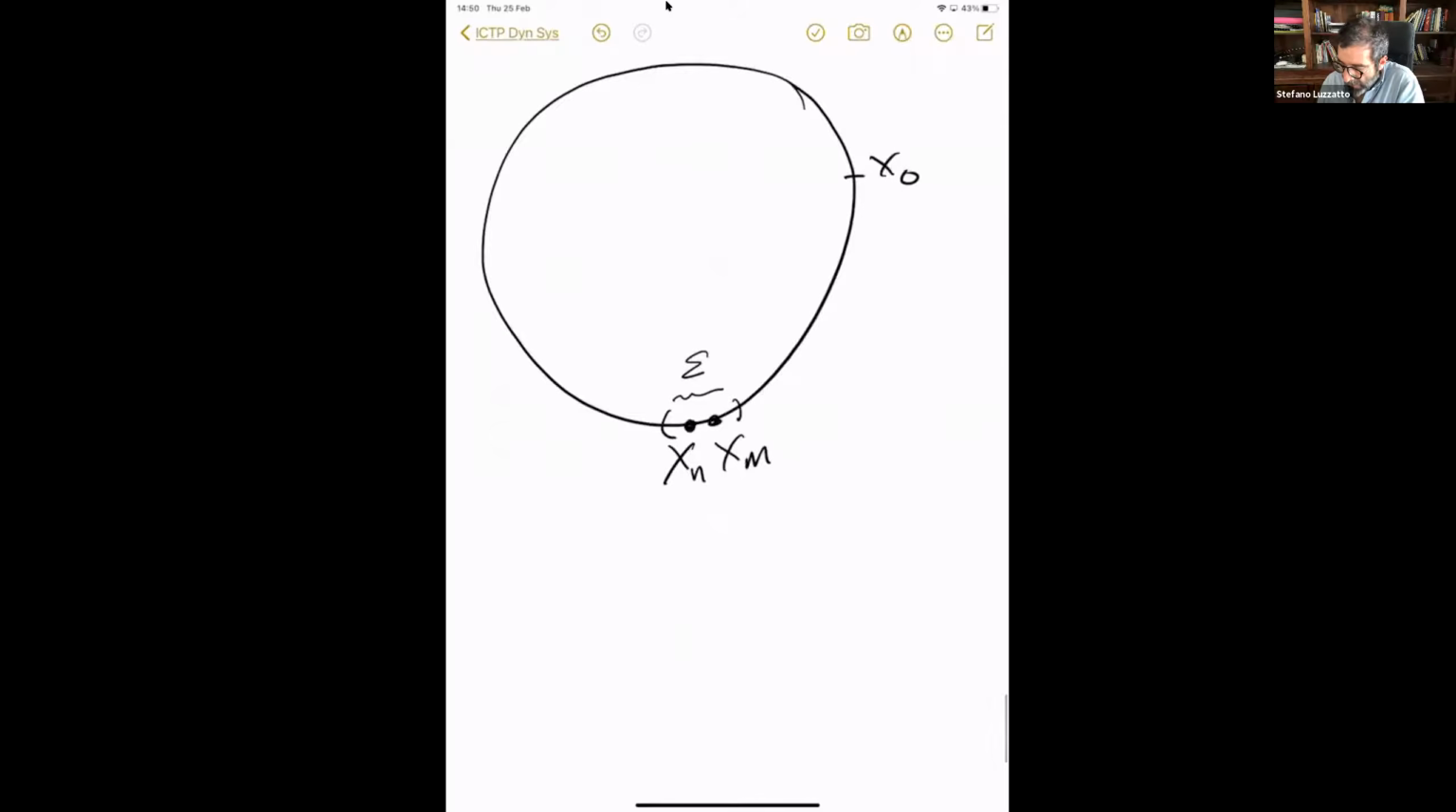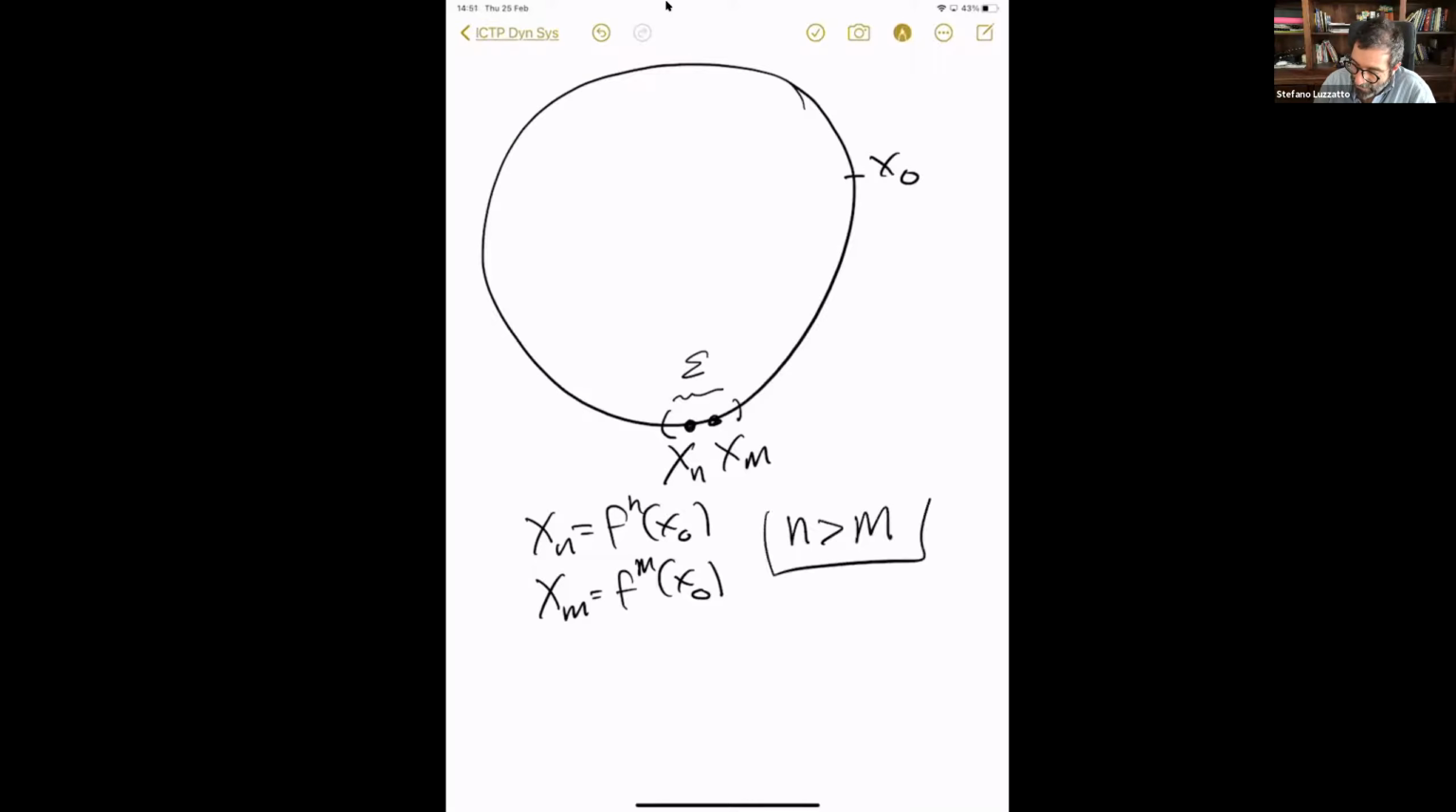So remember that both xn and xm are in the orbit of x naught. So xn is equal to fn of x naught, and xm is equal to fm of x naught. And I think this again is what you were saying before, Yunus: once we have this, we're okay. So n and m will not be equal, that's obvious. It's either n bigger than m or m bigger than n. It doesn't matter. Let's suppose n is bigger than m, just to simplify things.